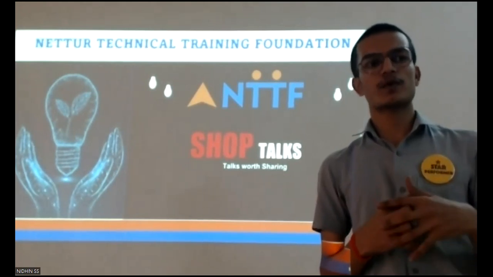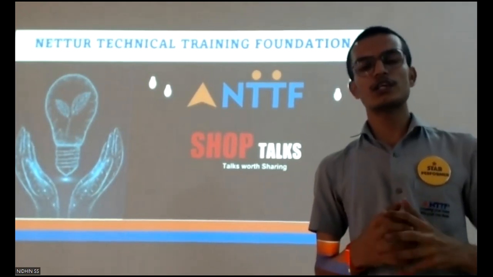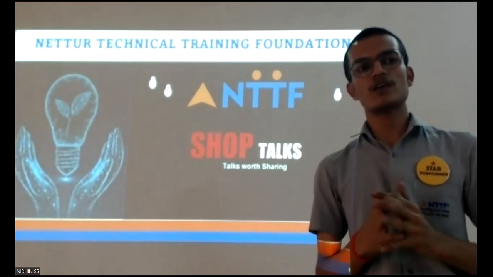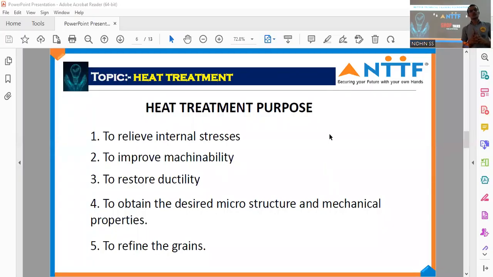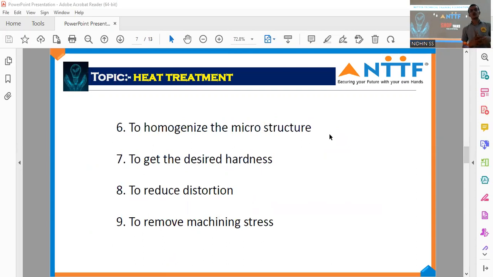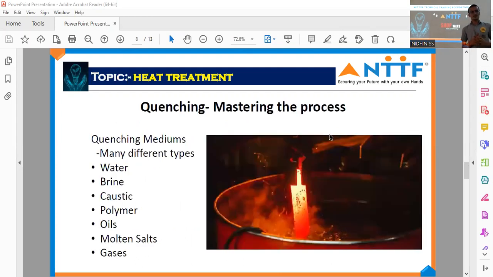So the next point is the purpose of heat treatment. There are some purposes. Firstly, to relieve the internal stress. Second, to improve the machinability, to restore ductility, to refine the grains, etc. Next, to homogenize the microstructure, to get the desired hardness, to reduce distortion, and to remove the machining stress. After that, quenching. Quenching is part of heat treatment.